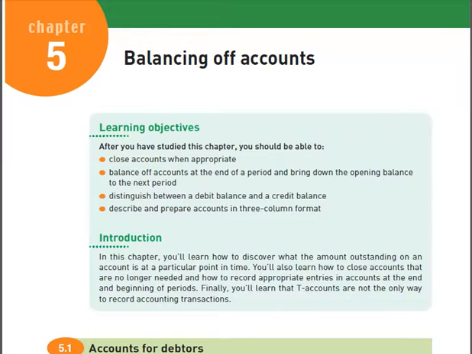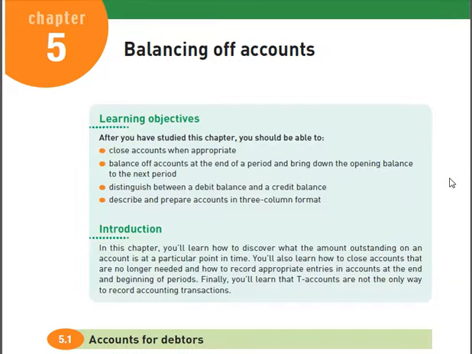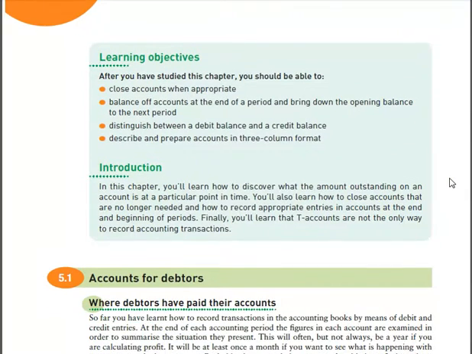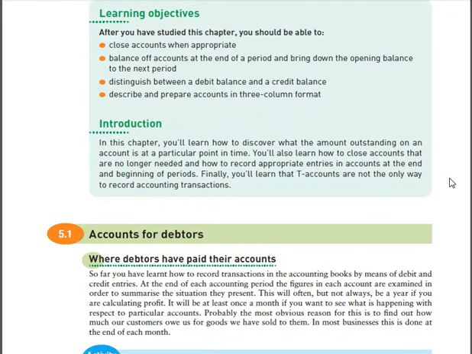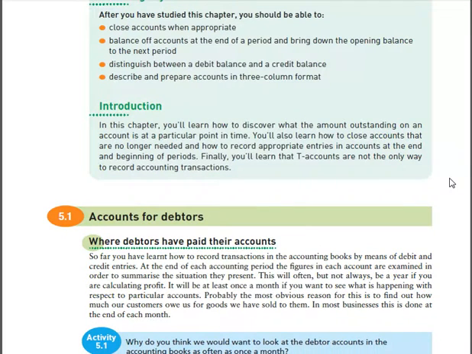So here we will understand how to close accounts when appropriate, balance off accounts at the end of a period and bring down the opening balance to the next period, distinguish between a debit balance and a credit balance, and lastly, describe and prepare accounts in three-column formats. First we know that there are some accounts which have primarily a debit balance, and then there are some accounts which would primarily have a credit balance.